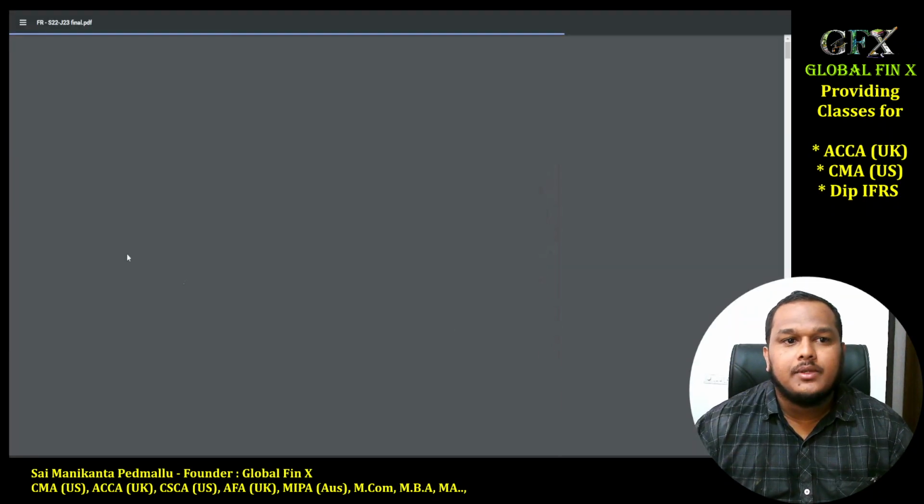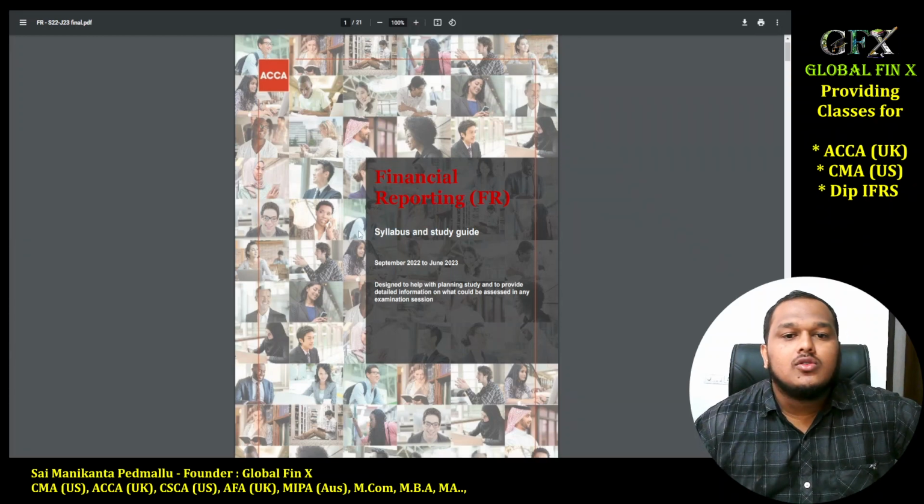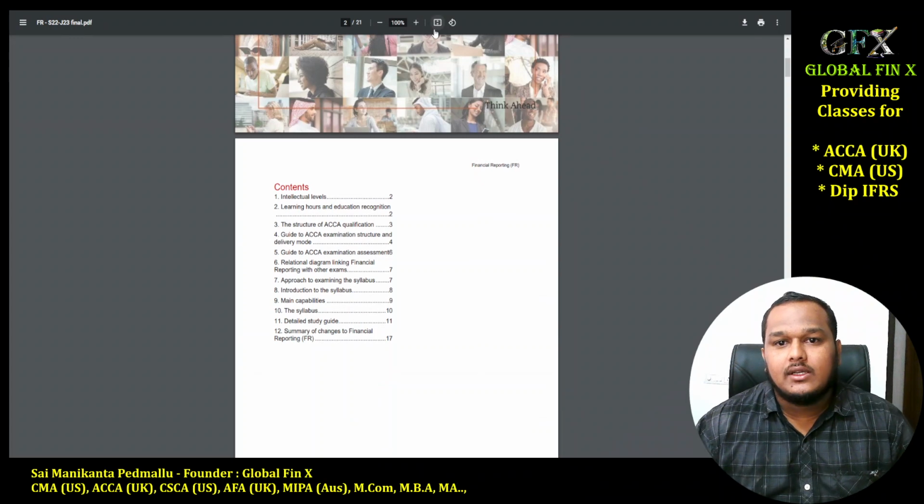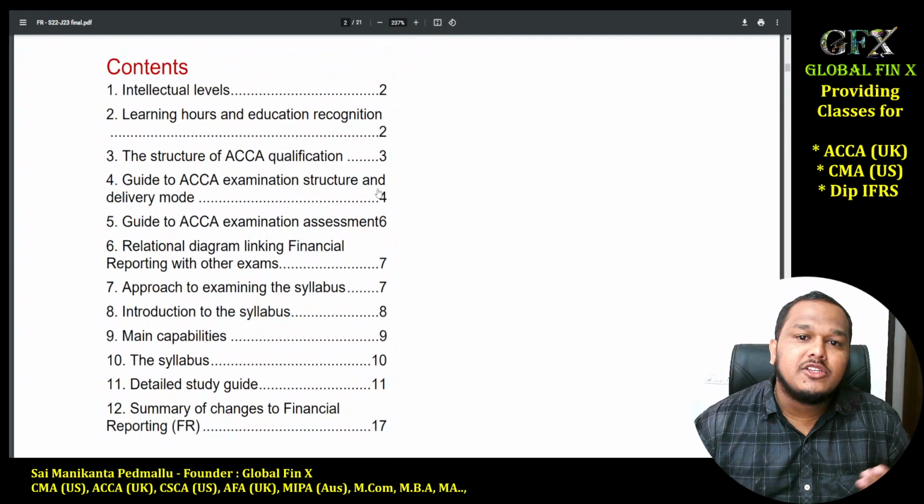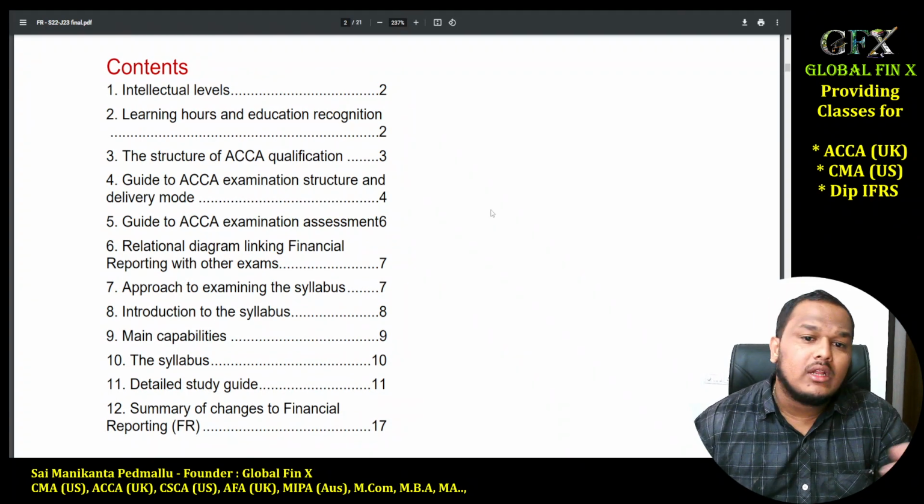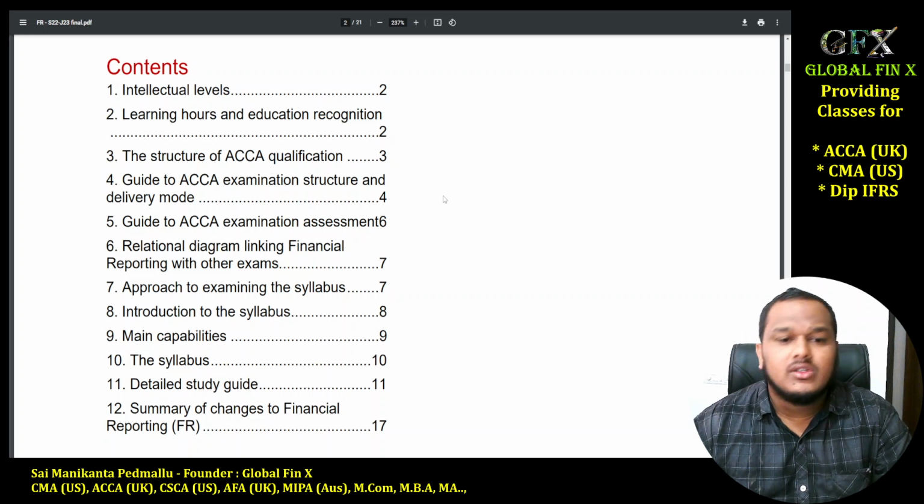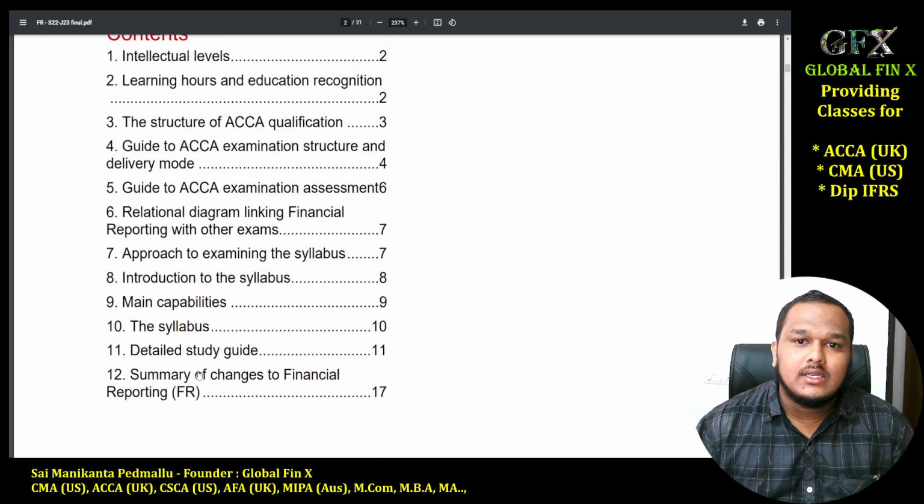Let me zoom in. Okay, so this is a 21-page Financial Reporting Syllabus and Study Guide. This file gives you a detailed explanation of what exactly is covered in your syllabus, what is tested and what is not tested. Everything is covered in this. So I would rather go directly to the last section of this PDF file.